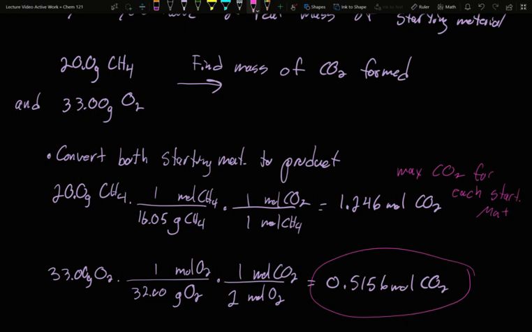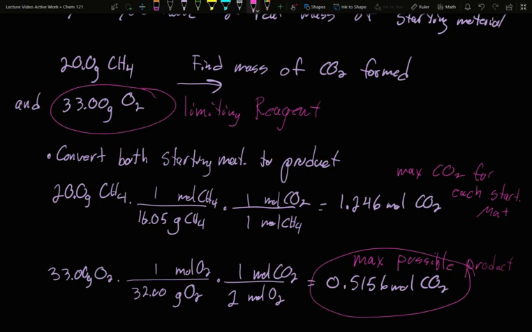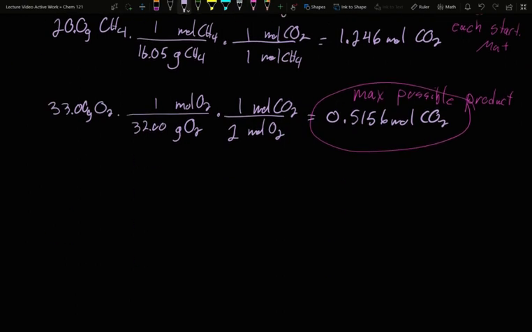What this led us to determine is that O2 was our limiting reagent. It is the chemical that produces the least product when we take it through the calculation. It is our limiting reagent, and this is our max possible product. We cannot make any more carbon dioxide than this. In fact, now that we know that, we could use that to solve the other product. We could say, find max H2O produced.